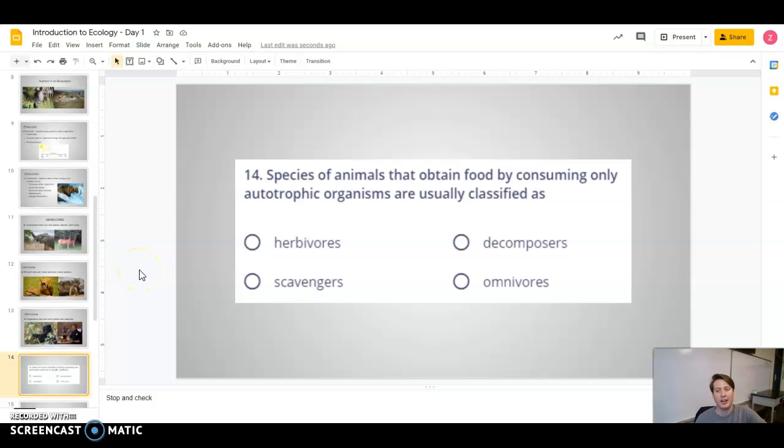Let's stop and check. Answer this question. Species of animals that obtain food by consuming only autotrophic organisms are usually classified as herbivores, decomposers, scavengers, or omnivores. The correct answer is herbivores. They only eat autotrophic organisms, usually plants.